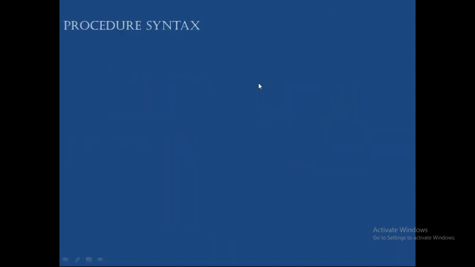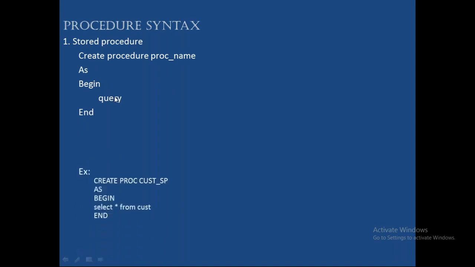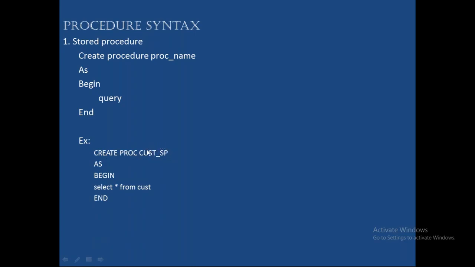Fine. See, okay, procedure syntax you can see here. Stored procedure, create procedure, procedure name as begin end. This is the query. With this example, see here, create procedure cust underscore sp. This is the stored procedure which I am creating on the customer table. As begin end is the syntax. You see here, select star from cust. This is the query I am going to put inside my stored procedure.